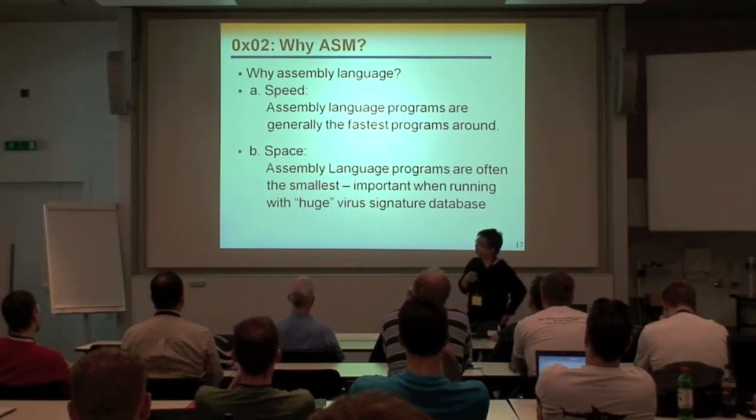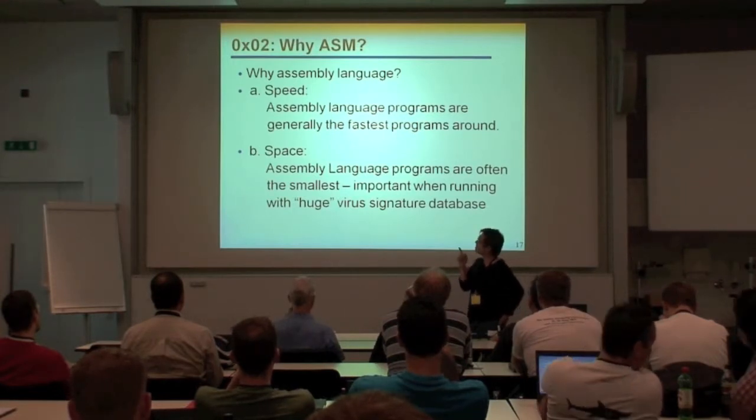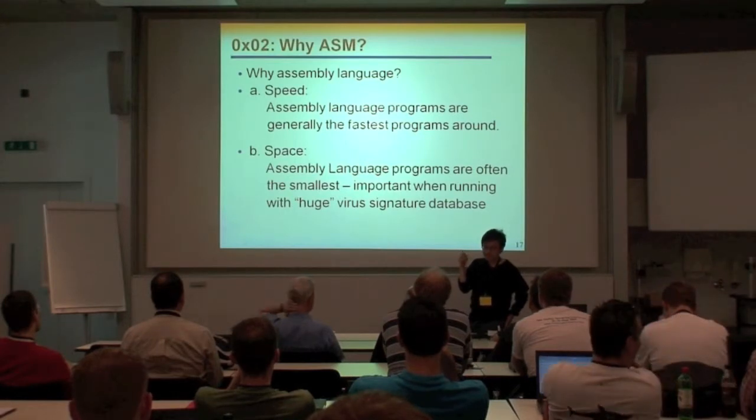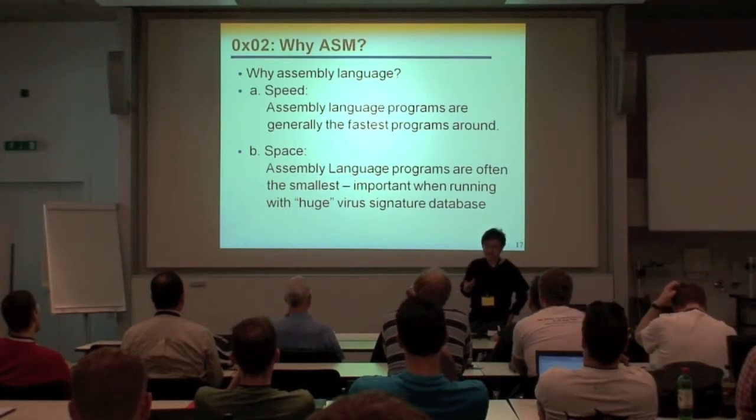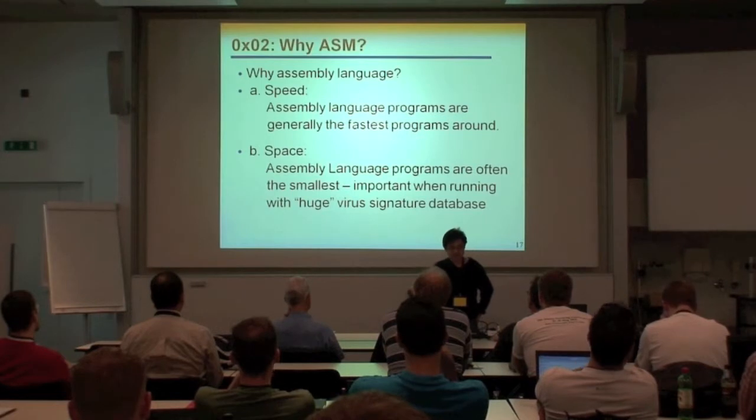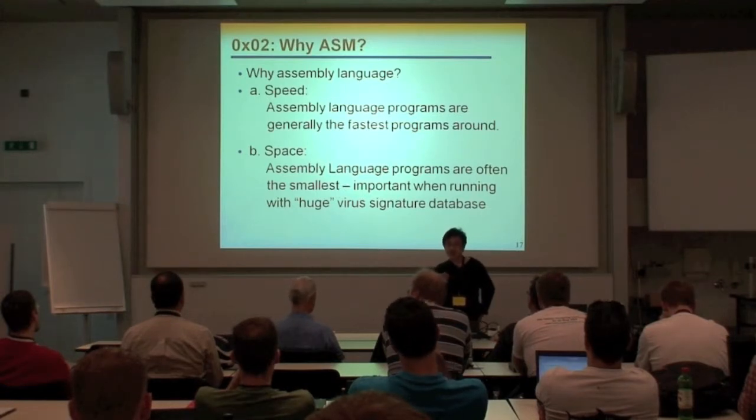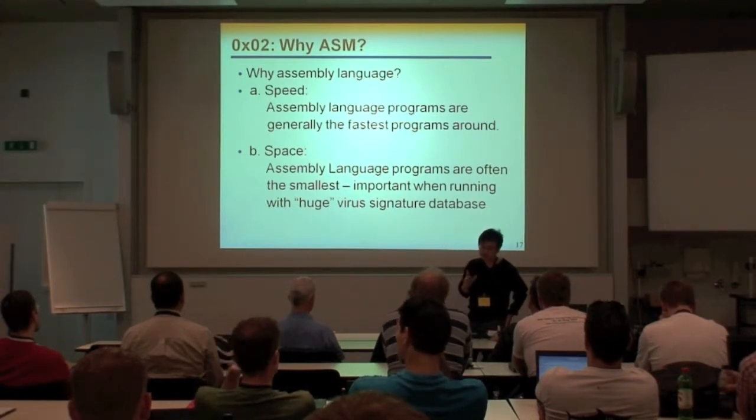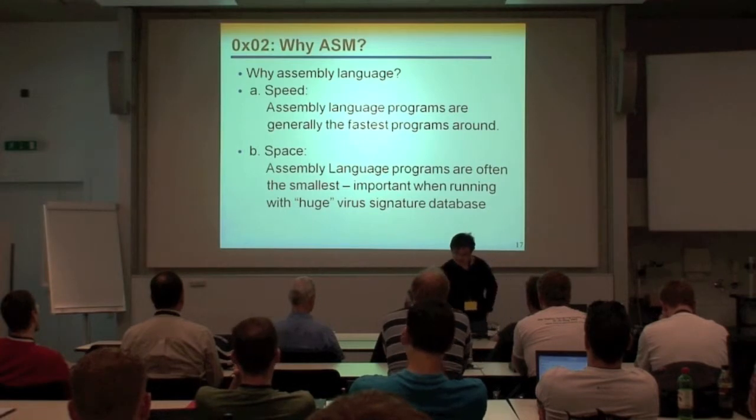And why assembly language? Why did I choose assembly language? The first is speed. Assembly language programs are generally the fastest programs around. Second is size. Assembly language programs are often the smallest. So it's very important when you run with a huge or very big signature database.